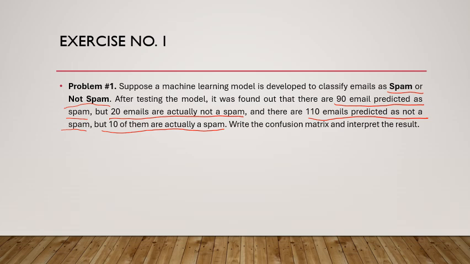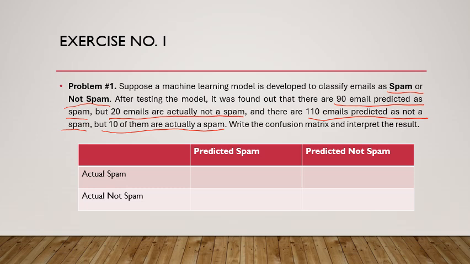So we have here our confusion matrix. We have the predicted spam and the predicted not spam. And then we have our actual spam and actual not spam. Now, the first thing that we are going to do is identify our n. So first, we are going to identify the value of n.